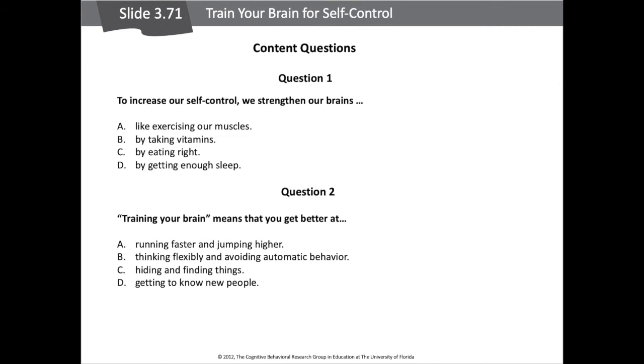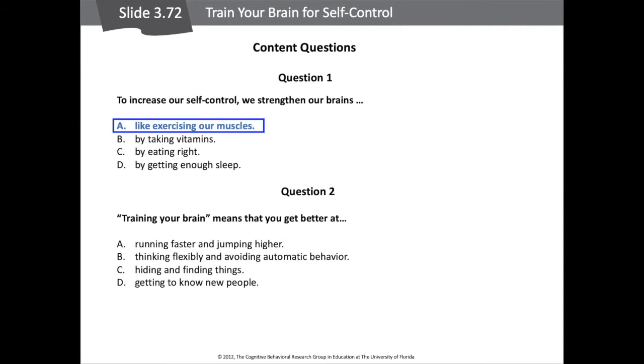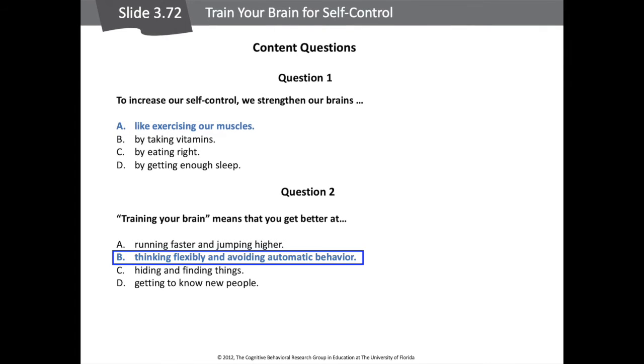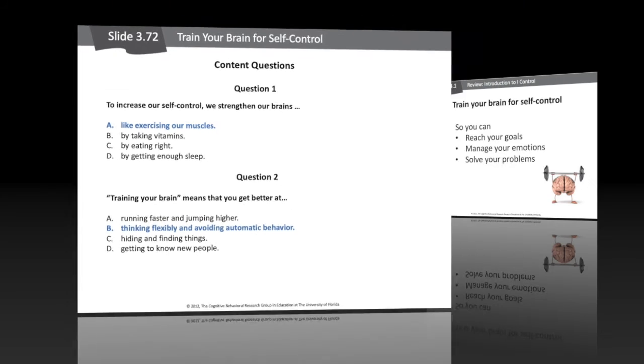The answer for question 1 is A. We strengthen our brains like exercising our muscles. The answer for question 2 is B. As in the activity we just did, training your brain means getting better at thinking flexibly and avoiding automatic behavior.